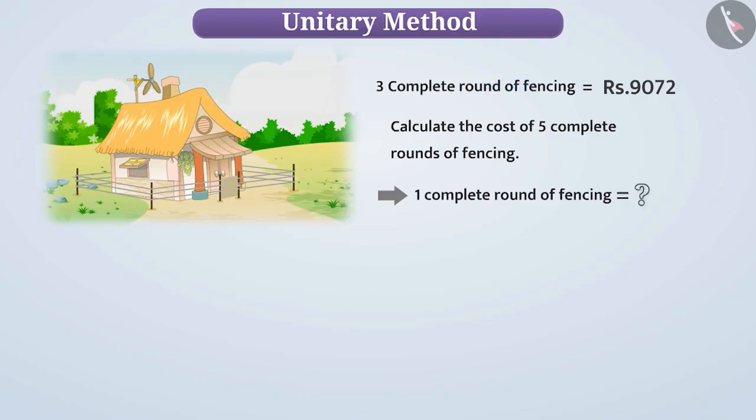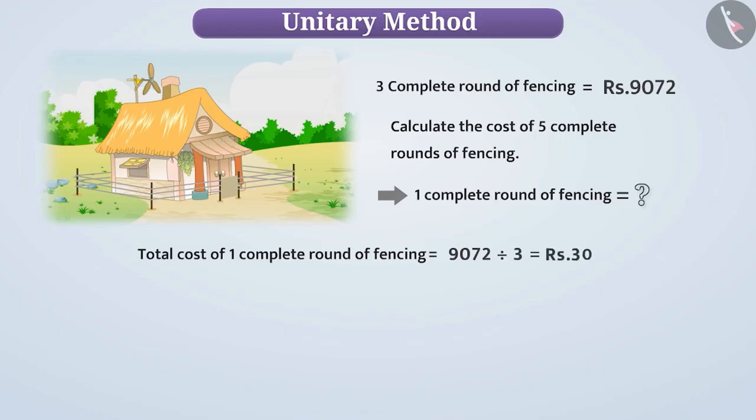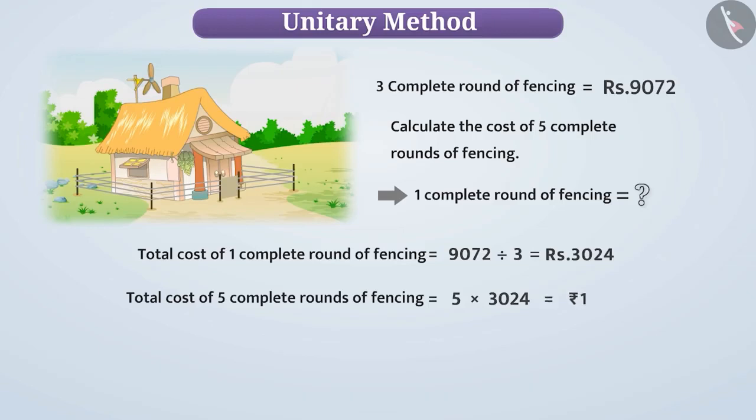Let me tell you, total cost of 3 complete rounds of fence is rupees 9,072. Similarly, total cost of 1 complete round of fence is equal to 9,072 divided by 3, which is equal to 3,024. Thus, total cost of 5 complete rounds of fence is equal to 5 into 3,024, which is equal to rupees 15,120. Here, using unitary method, we get the total cost of 5 complete rounds of fence.